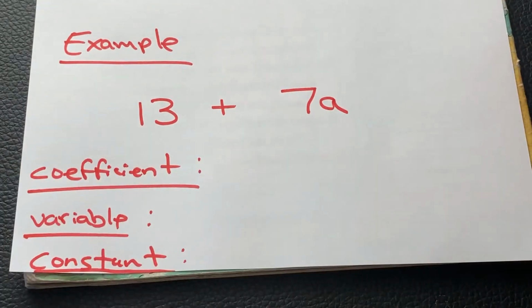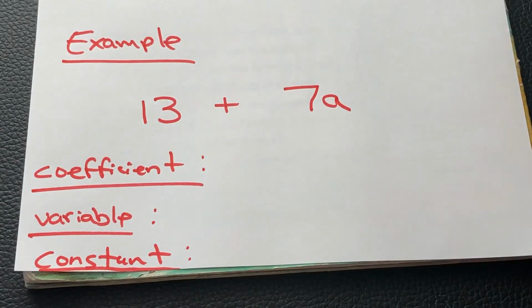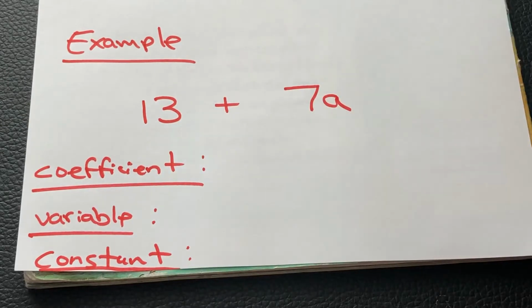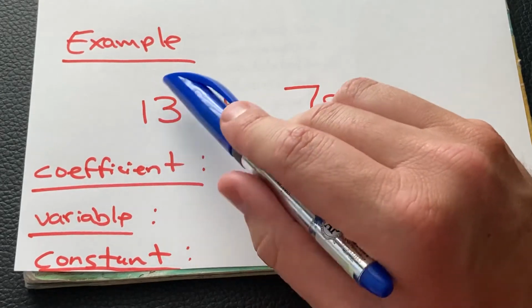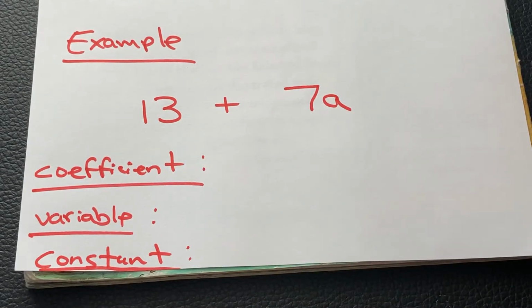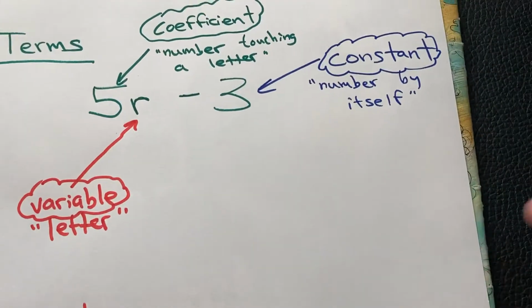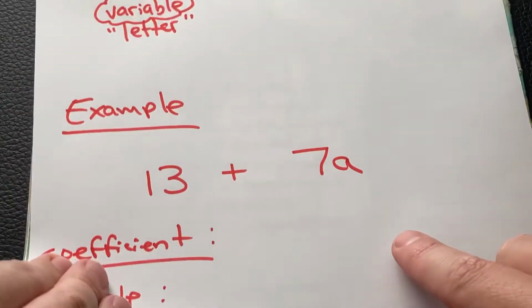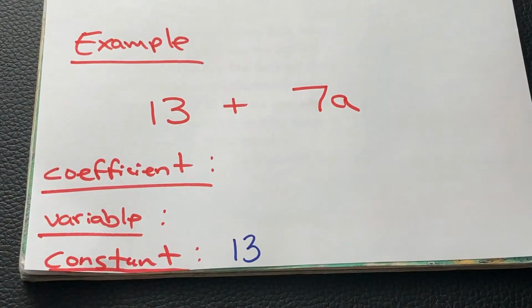We have the expression 13 plus 7a. The number 13, is it the coefficient, the variable, or the constant? Ask yourself, is the 13 touching anything else, or is it by itself? Hopefully you said it's by itself. It looks like this one. Oh, that was the constant. 13 is the constant.